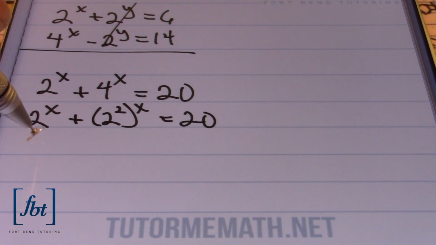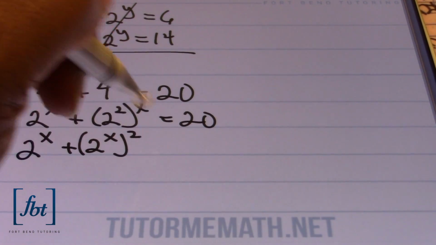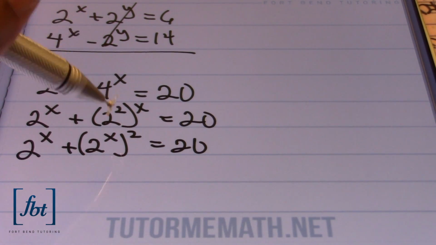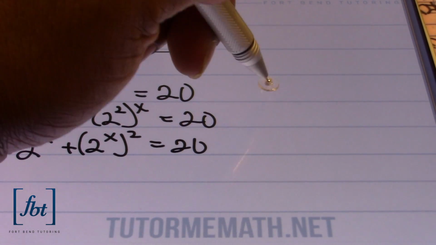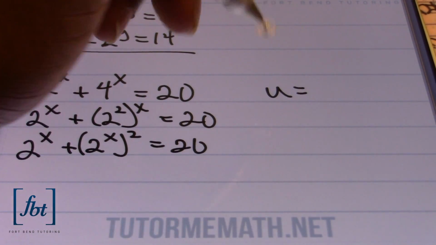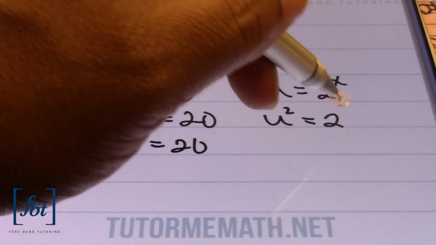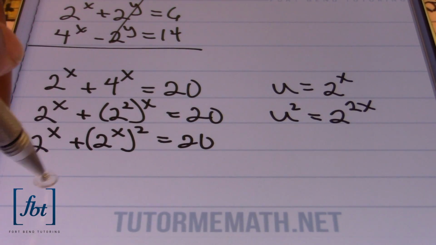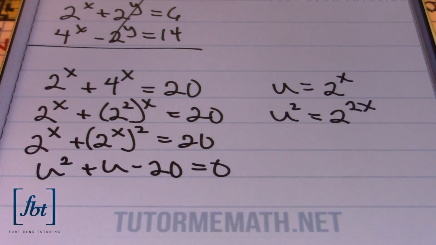From here, we'll also show that 2 to the x plus 2 to the x squared equals 20. I was just using the commutative property of multiplication there and rewrote it. Pretty slick, huh? And now, using substitution, and I'll be using my u again, I'll say that u is equivalent to 2 to the x, and that u squared will be equivalent to 2 to the 2x. And now I can rewrite this equation as u squared plus u minus 20 equals 0.